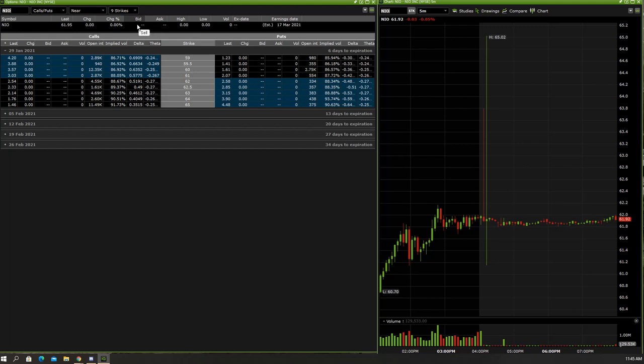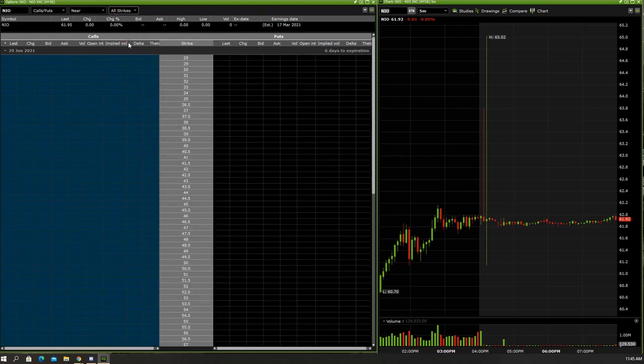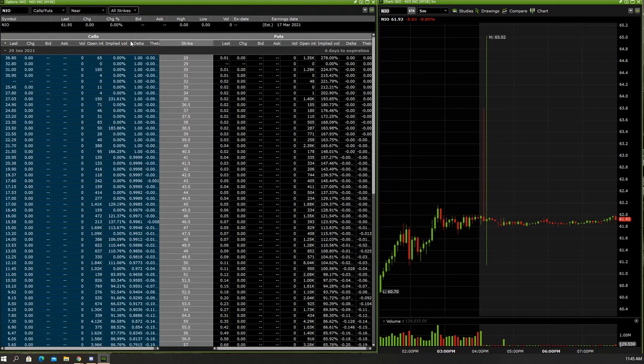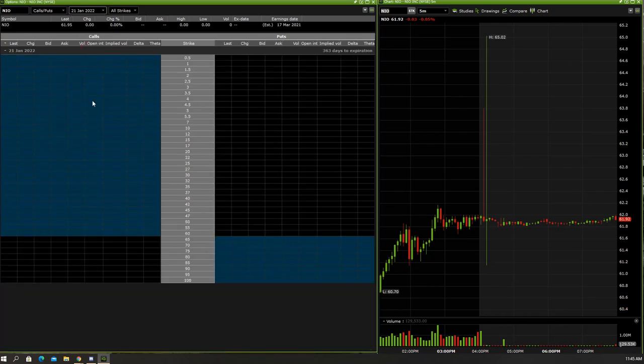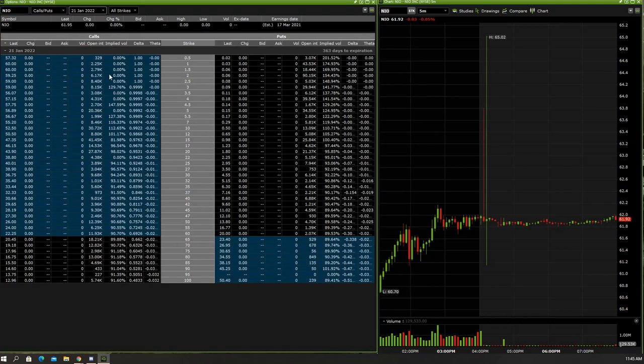Let's say I wanted to play NIO. I think it's got some prospects in the long term to go up quite a bit more. I may opt out of a shorter dated contract to grab something that is a longer expiration. In this case, I could be looking at a January 2022 leap. Over the course of time, as the price increases to the upside, obviously these contracts are going to increase, but not at the rate that a shorter dated contract will increase.